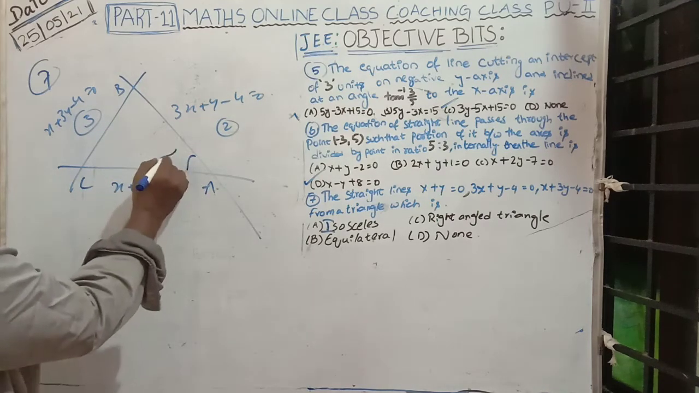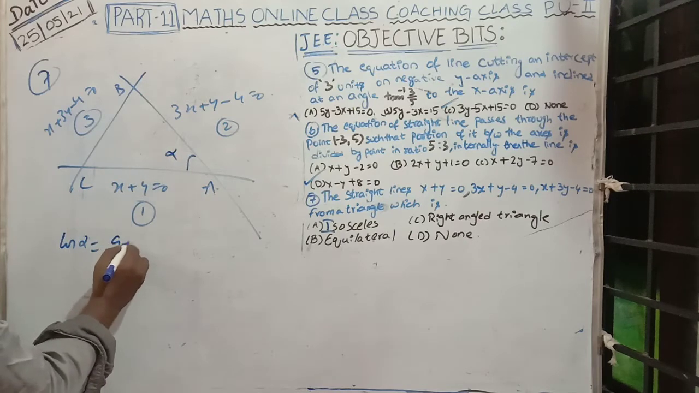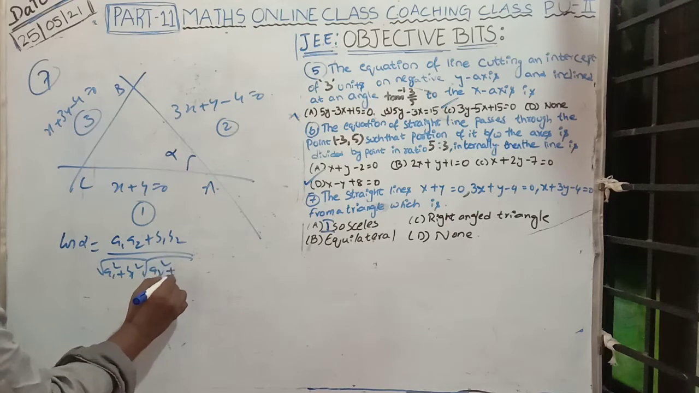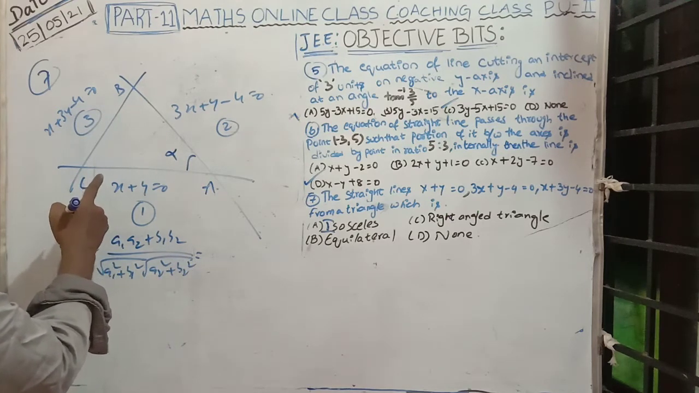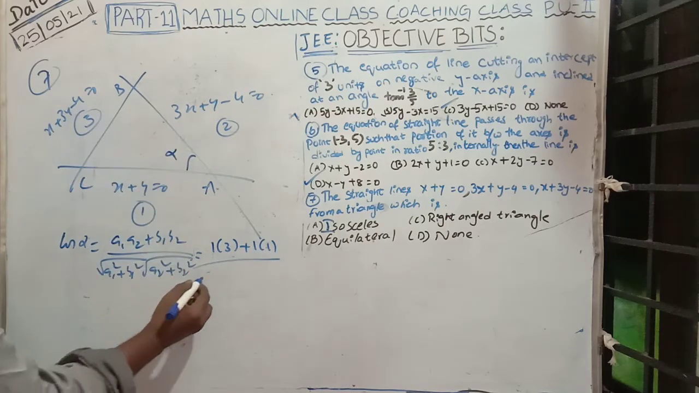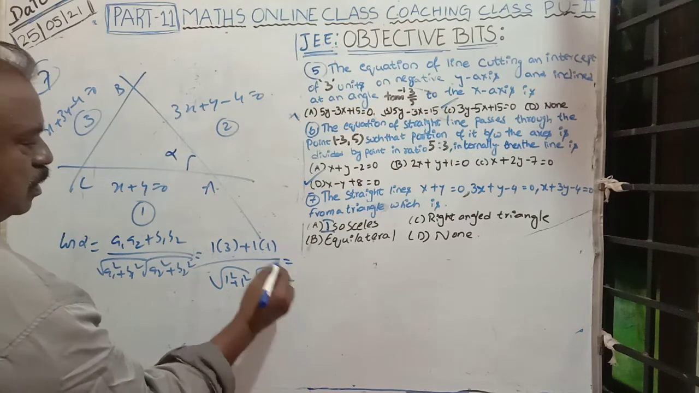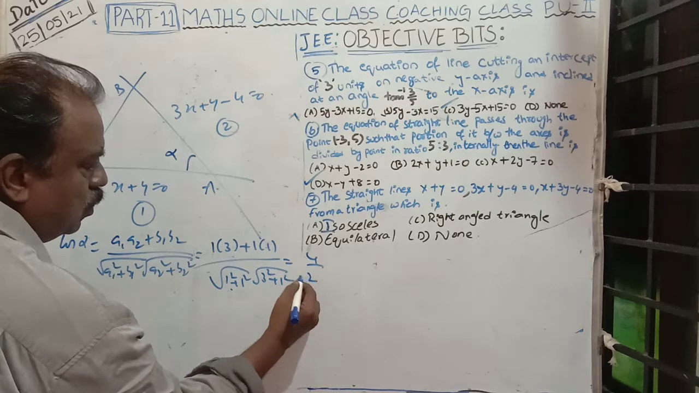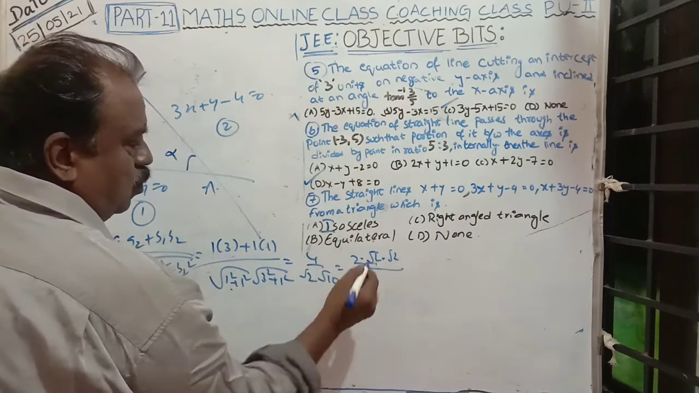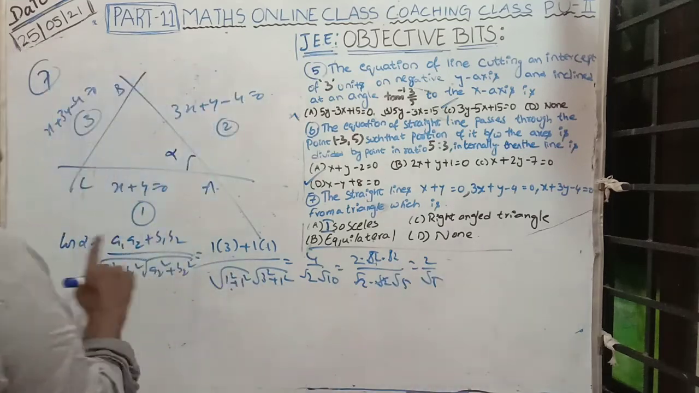But in a simple way, suppose at A the angle is alpha. Cos alpha is equal to (A1 A2 plus B1 B2) by root of (A1 square plus B1 square) times root of (A2 square plus B2 square). Here we have x plus y and 3x plus y, so 1 into 3 plus 1 into 1, C1 and C2 are not needed, by root of 1 square plus 1 square, root of 3 square plus 1 square. So it is 4 by root 2 into root 10, which is 2 by root 5. Cos alpha is that.